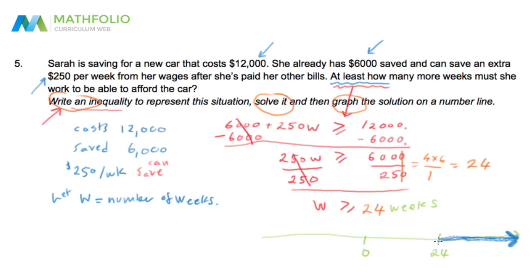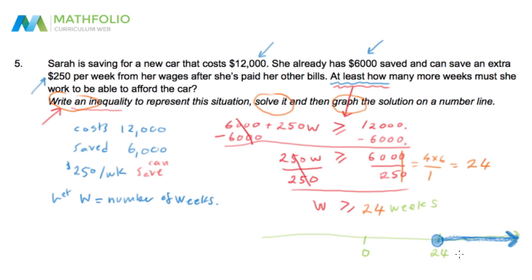But can it be 24? And it can, because it has the greater than or equal. If it didn't have this line underneath the inequality, then it wouldn't be possible for it to be exactly 24. If that was the case, we would just do an empty circle. But because it can be equal to 24, we represent that by shading in this circle. And that's the end of this problem. We wrote the inequality, we solved it, and we graphed it.